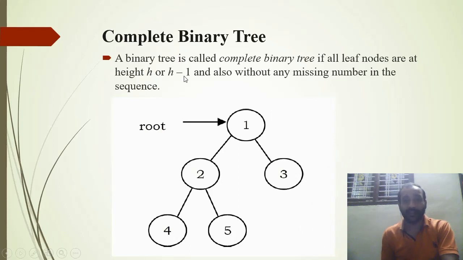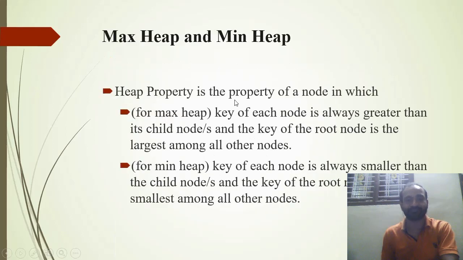So the condition they have mentioned is that it is a complete binary tree if all the leaf nodes are at height h or h minus 1. Height h means height 2, where leaf nodes are available, and h minus 1 is the first level. So if only the levels h minus 1 and h consist of the leaf nodes, that tree is a complete binary tree. So now this tree is a complete binary tree.